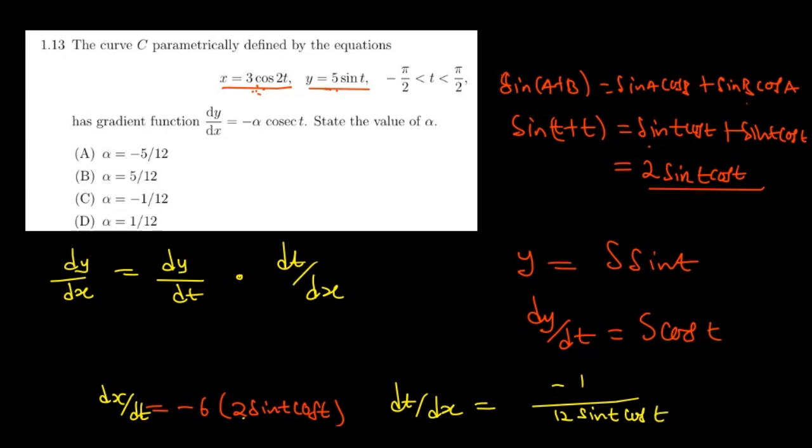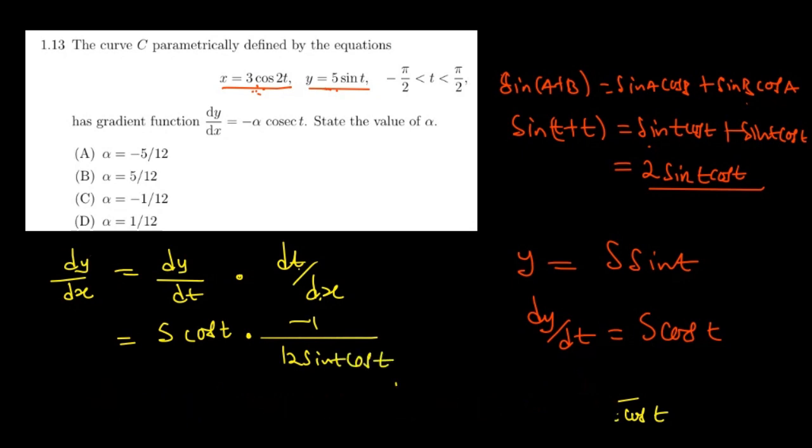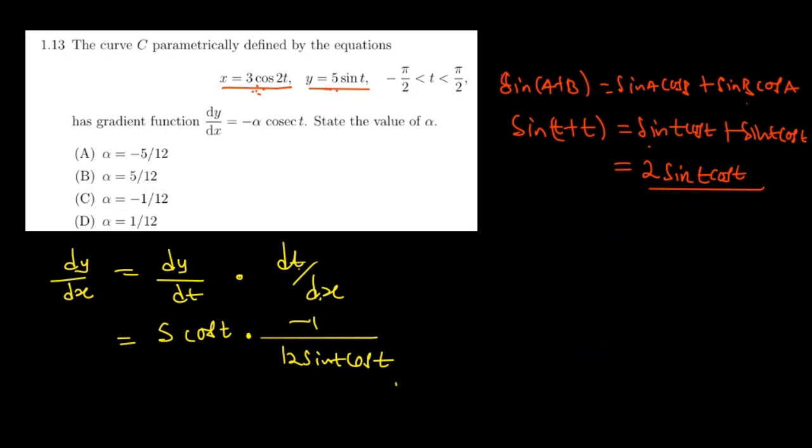Okay, so I can put now in that formula. So my dy dt, it's 5 cos t multiplied by dt dx, which is this. So that will be minus 1 over 12 sine t cos t. Okay, so from there we see that there are things that can cancel. So the cos t and the cos t, they cancel. So it will be minus 5 over 12 sine t. So this is what we have as our dy dx.